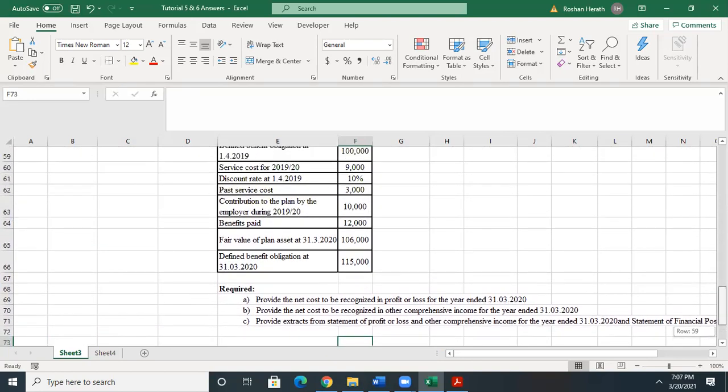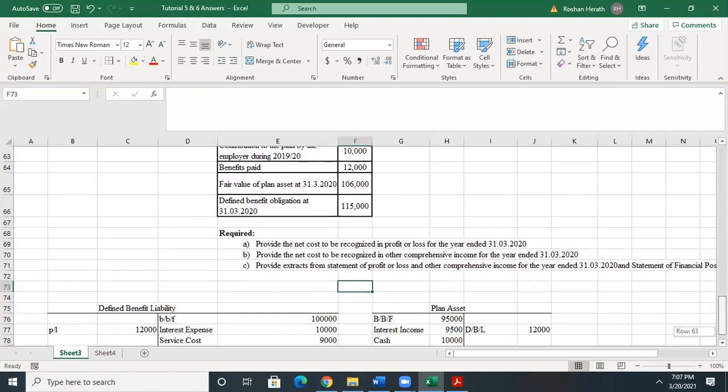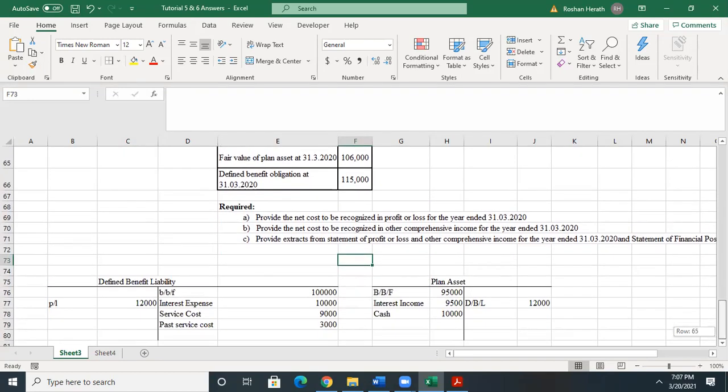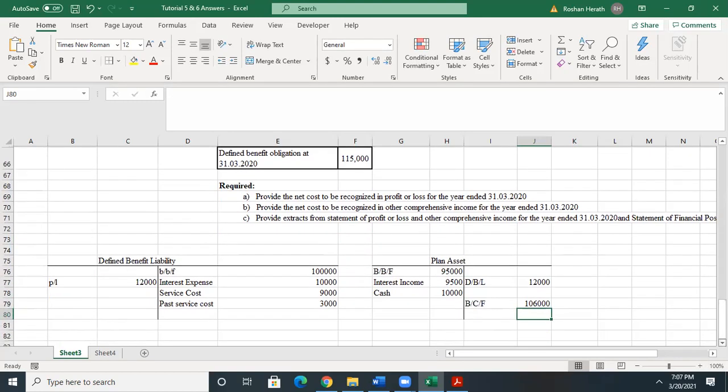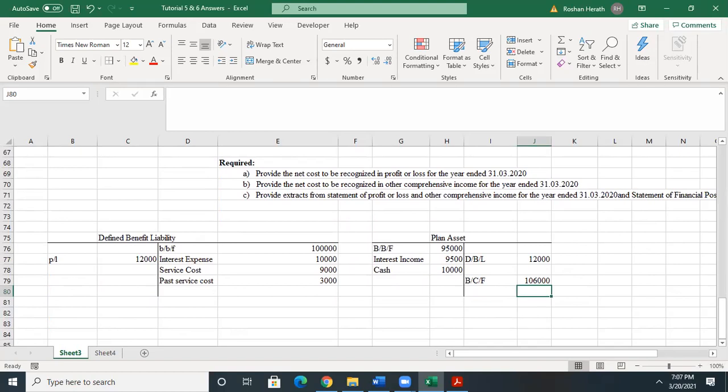Then you come to the remeasurement. You have remeasured the plan asset and found the fair value to be 106,000. Similarly, you have taken the service of the actuary and the obligation was measured at 115,000. So the balance carried forward is 115,000. Right. Now let us see what the situation of the asset is.